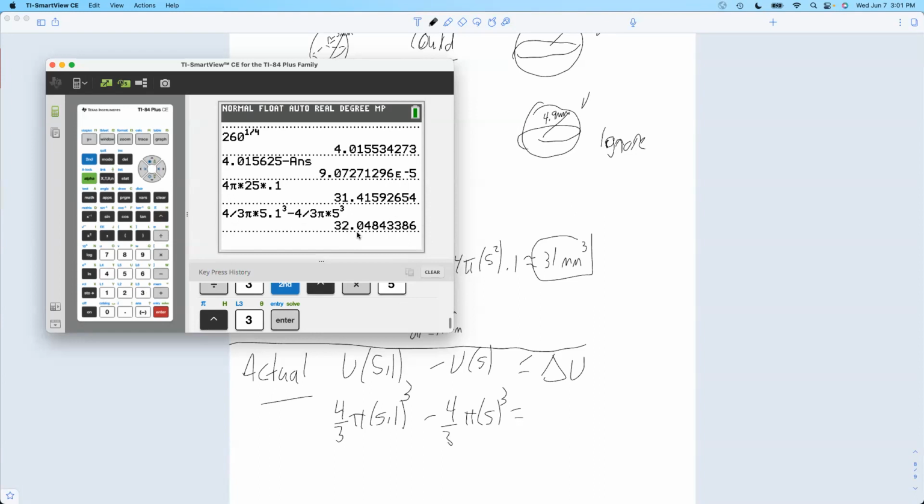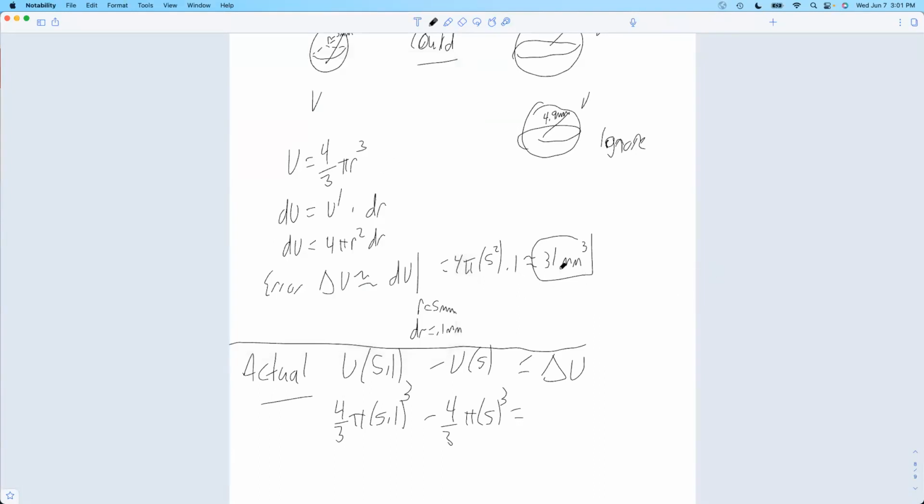So 32 point, whatever, that was 31.4. This is 32.05. All right, so maybe I'll try to squeeze my 0.4 in there. 32.05 cubic millimeters.